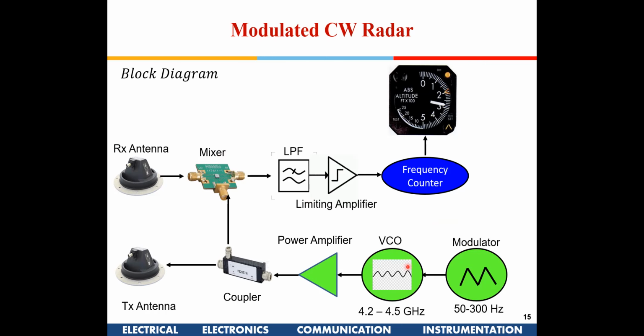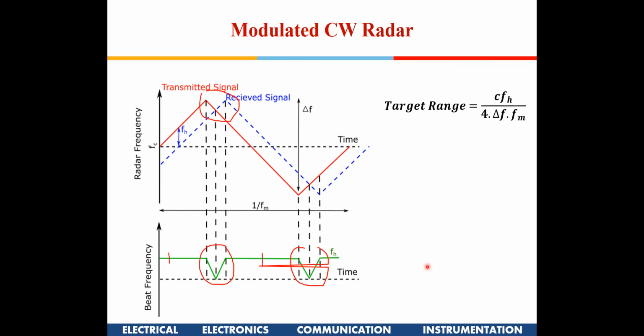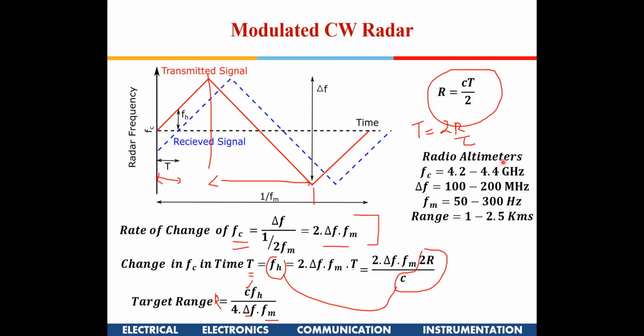Now, how to make hardware out of this concept? You can have an RF VCO, and you have a modulator. If you see the frequency, this modulating frequency is generally of 50 to 300 hertz. Now I think I missed out those ranges. For a radio altimeter, generally this is the operating frequency.